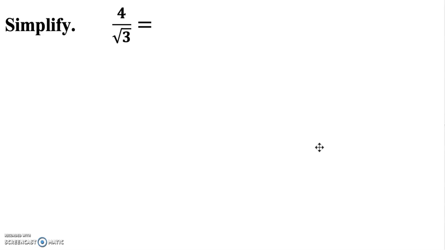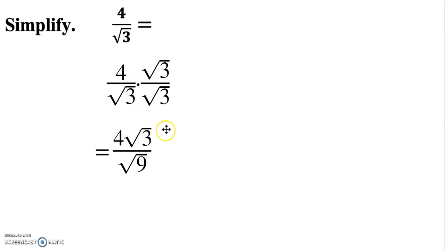All right, so let's look at this one. We have 4 over root 3. So we're going to take that 4 over root 3, and we're going to multiply by our funny looking 1. Except this time, our funny looking 1 looks like root 3 over root 3, because that's what the radical on the bottom is. So multiply straight across, we get 4 root 3 over the square root of 9, but the square root of 9 is just 3. So 4 over root 3, when we rationalize that denominator, looks like 4 root 3 over 3.